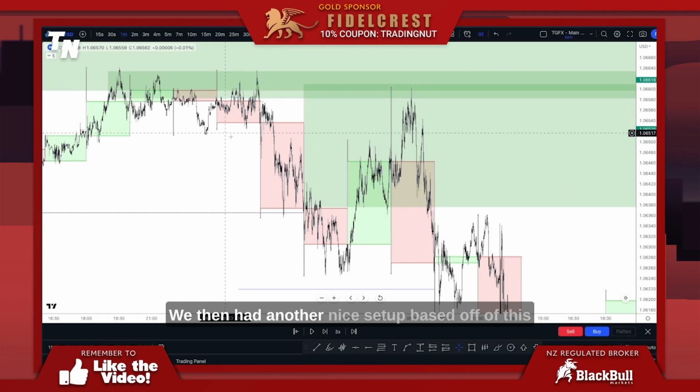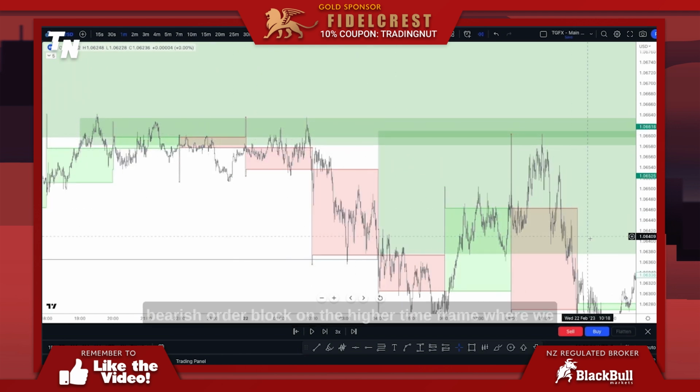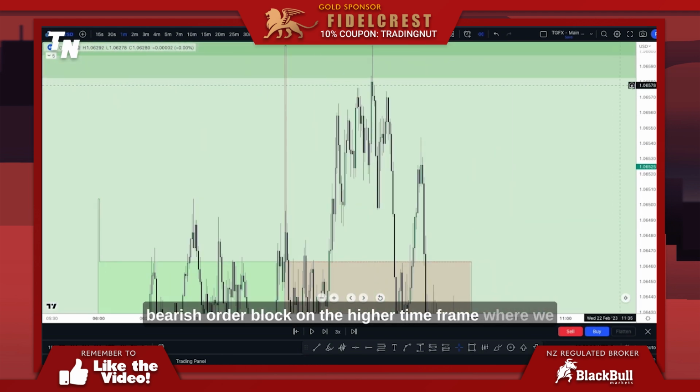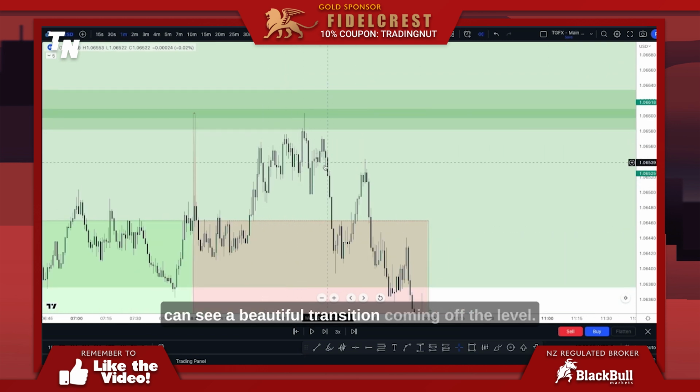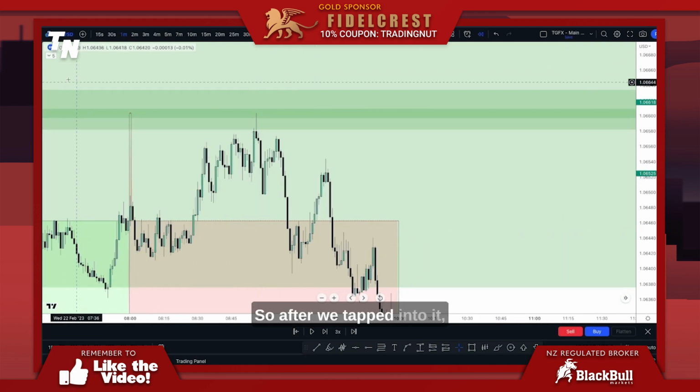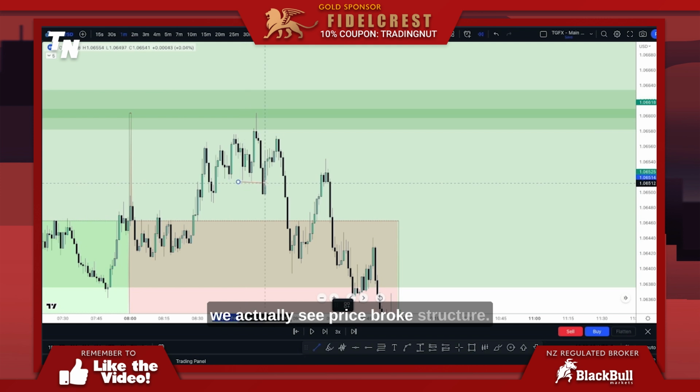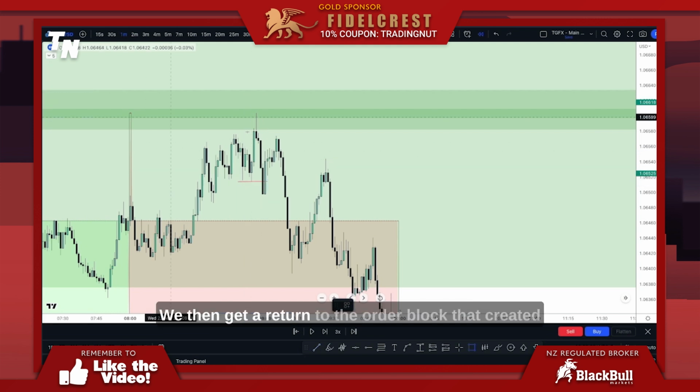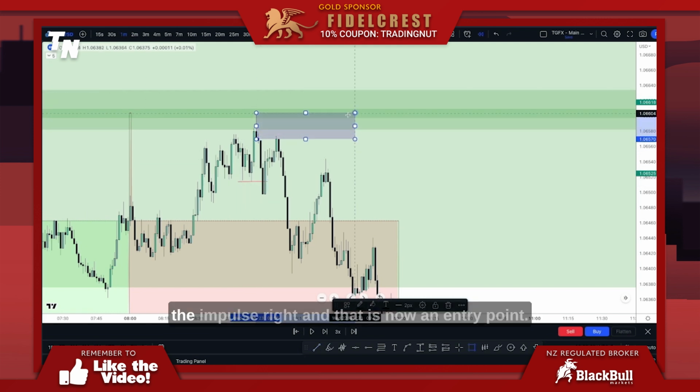We then had another nice setup based off of this bearish order block on the higher time frame, where we can see a beautiful transition coming off the level. So after we tapped into it, we actually see price broke structure. We then get a return to the order block that created the impulse, right? And that is now an entry point.